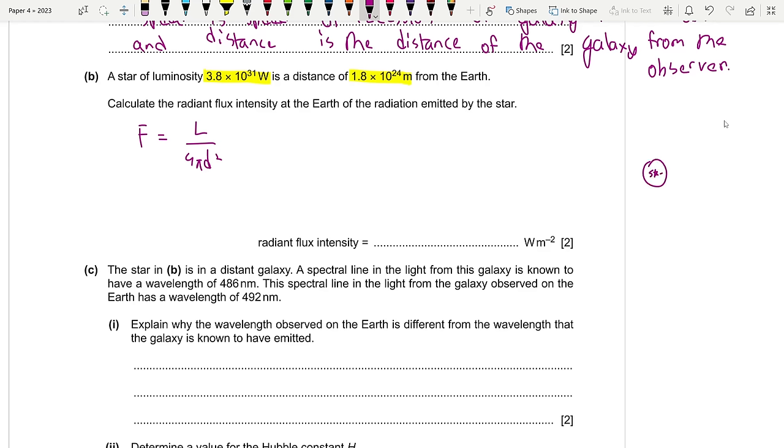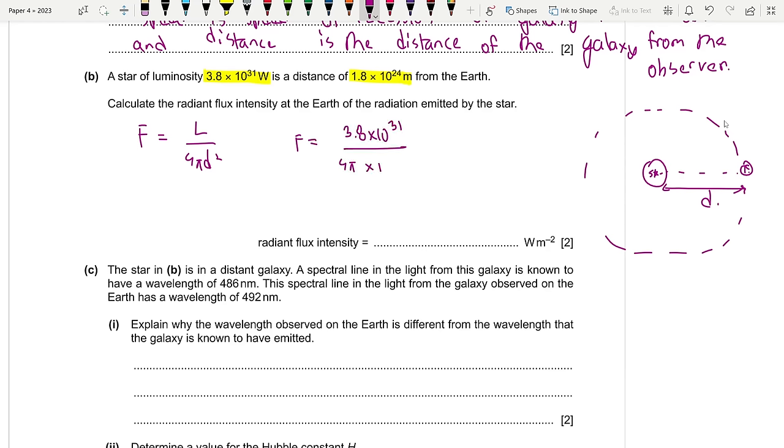So this can be the star, and the Earth is over here. The luminosity is spread out in a three-dimensional space, which is like a sphere. So this is the distance or the radius of the sphere. Since it's three-dimensional, we have to take the total surface area of the sphere, which is 4 pi r squared. And here, the radius of the sphere happens to be the distance between them, right? So what do we get? The radiant flux intensity equals luminosity, 3.8 times 10 to the power 31, divided by 4 pi times (1.8 times 10 to the power 24) whole squared.